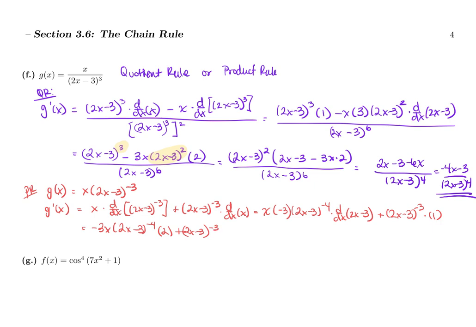If we were to factor out what's common, which would be a (2x minus 3) to the negative 4th, we would take out all of these ones and all but one of those ones. So we would end up with negative 3x times 2, plus 2x minus 3. So what do we end up with? (2x minus 3) to the negative 4 times negative 6x plus 2x, which is negative 4x minus 3. We got the exact same thing.